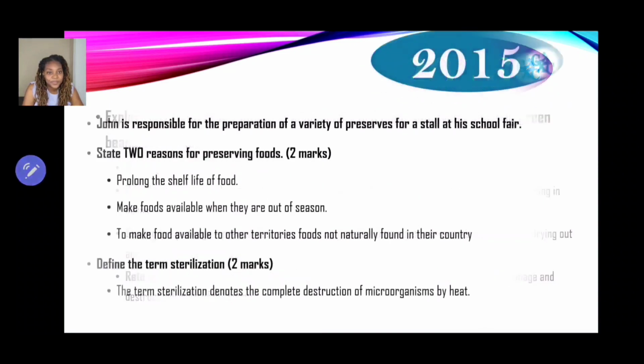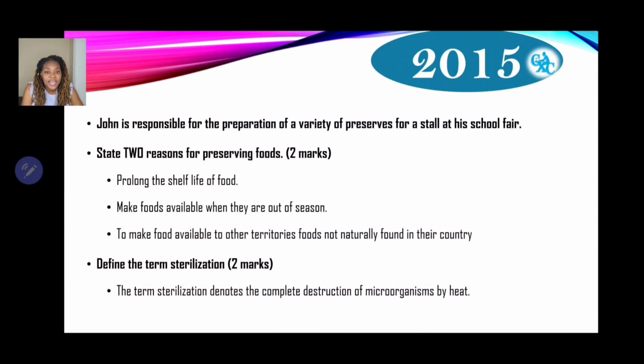All right. Let us look at 2015. John is responsible for the preparation of a variety of preserves for a stall at his school fair. State 2 reasons for preserving foods, right? And we have 3 reasons here for you. So 1, to prolong the shelf life of food.